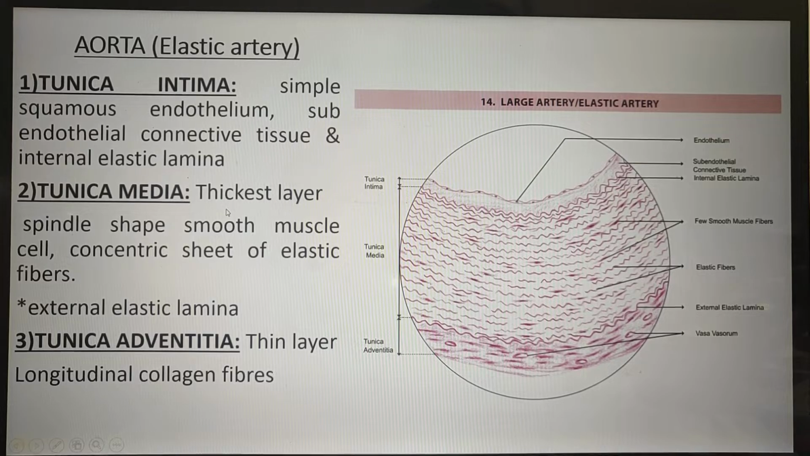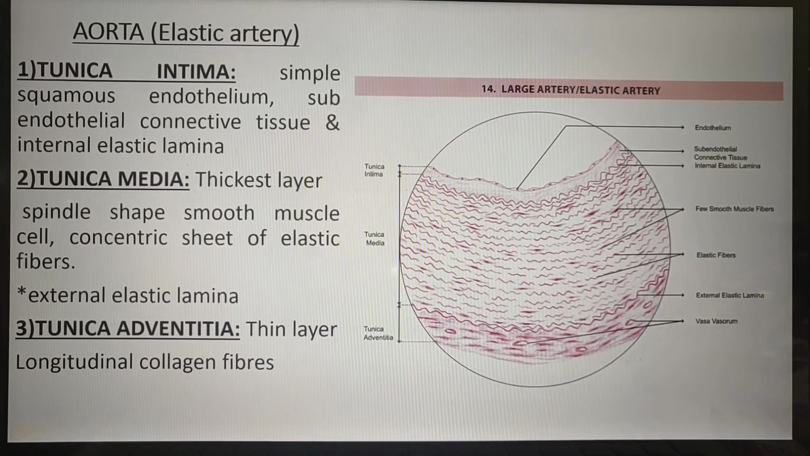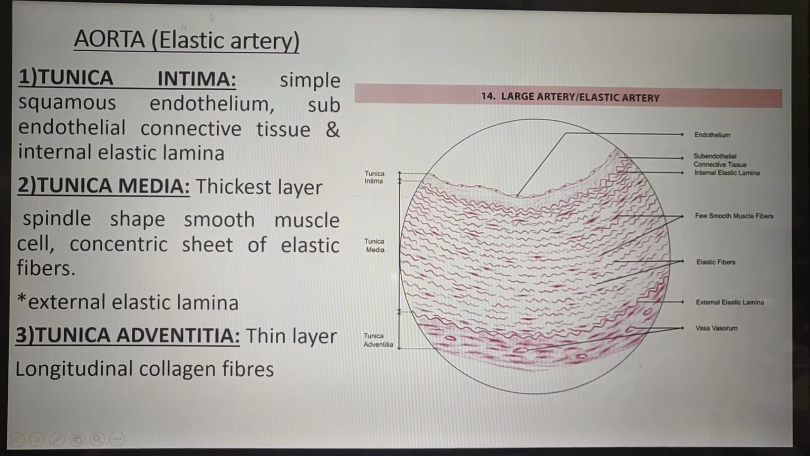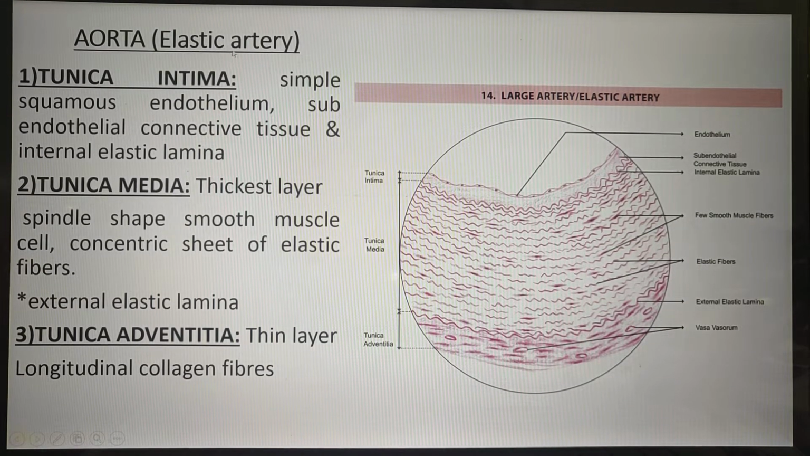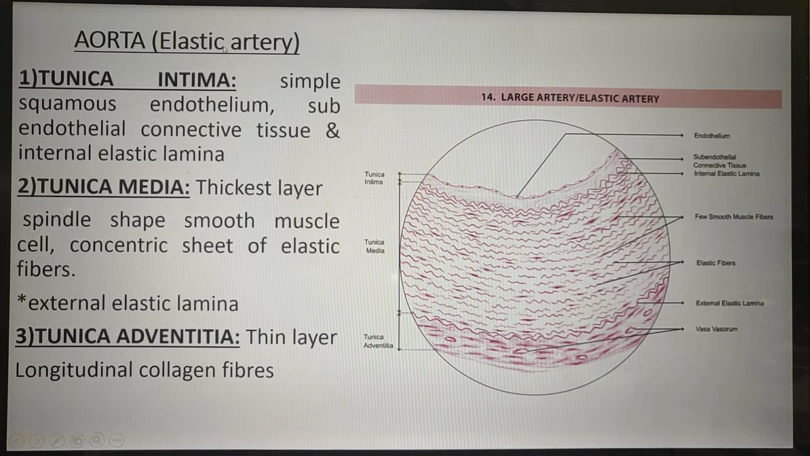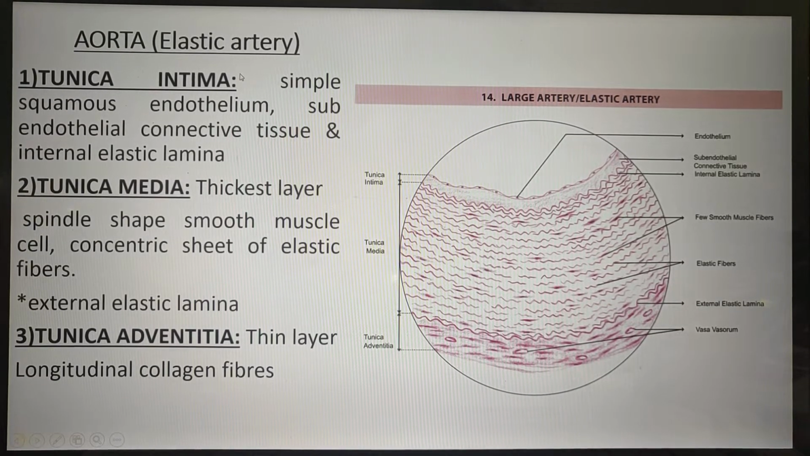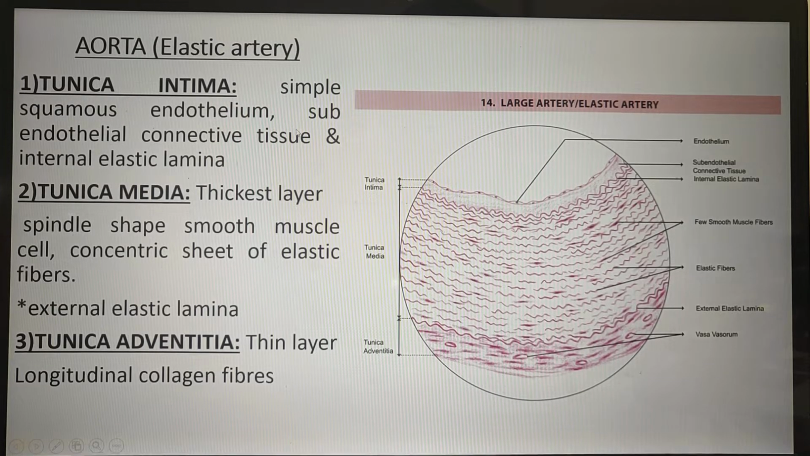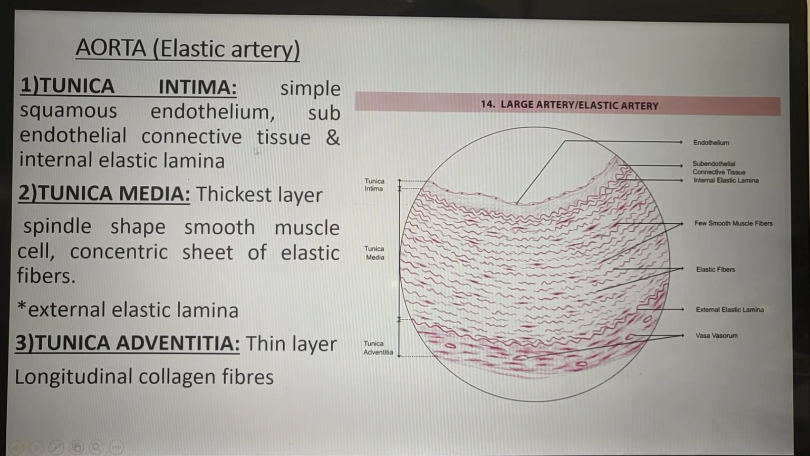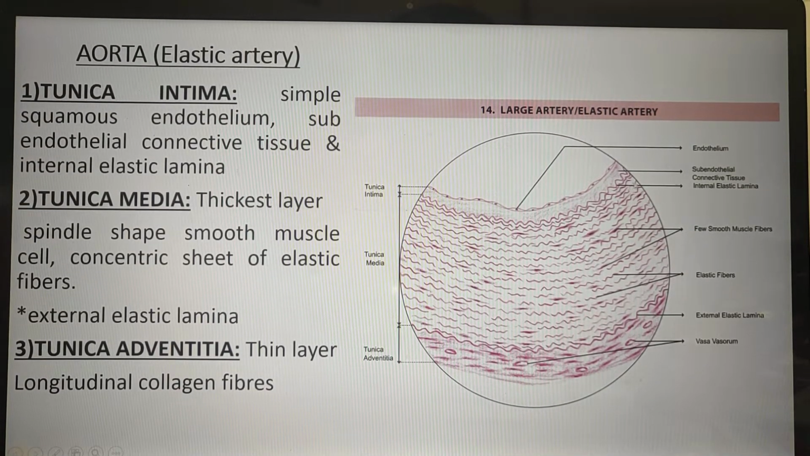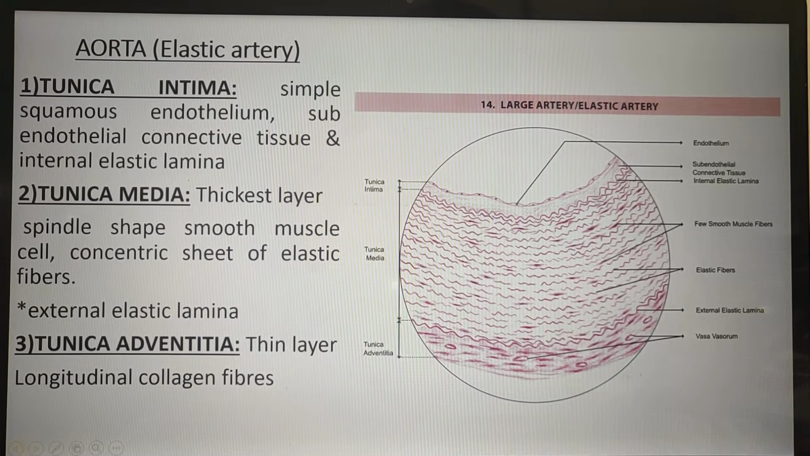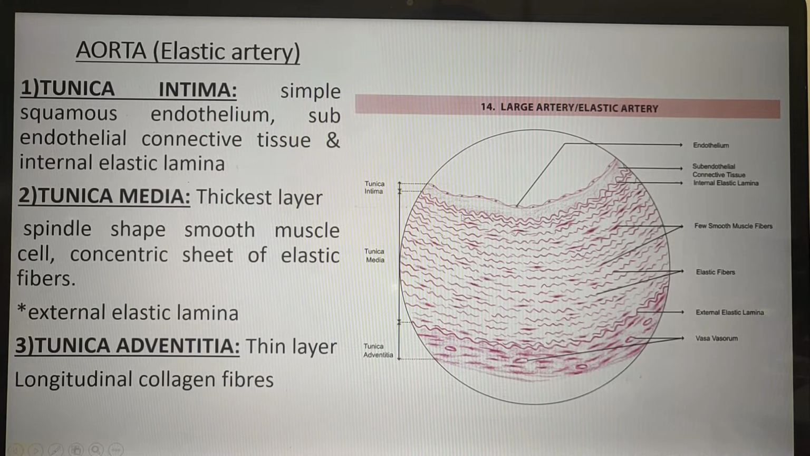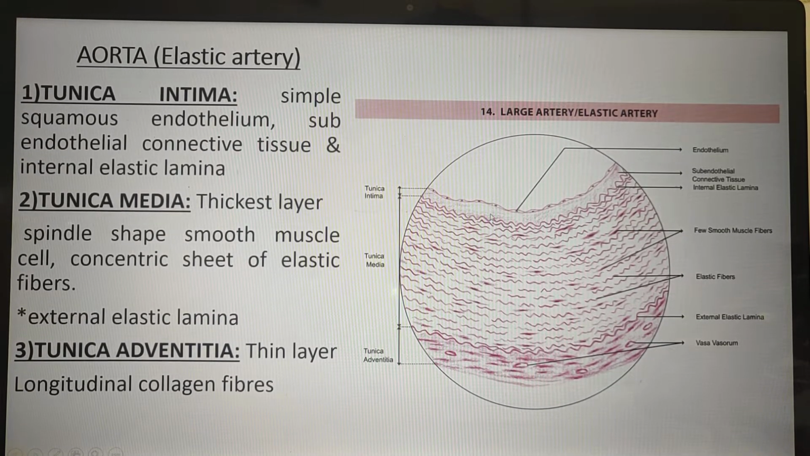Aorta, any artery, there are 3 layers: tunica intima, tunica media, and tunica adventitia. Elastic artery, whenever there is a large artery, it is the elastic artery. Medium sized artery is called the muscular artery. Tunica intima is lined by simple squamous epithelium, subendothelial connective tissue, and internal elastic lamina which is present inside the elastic artery tunica intima.